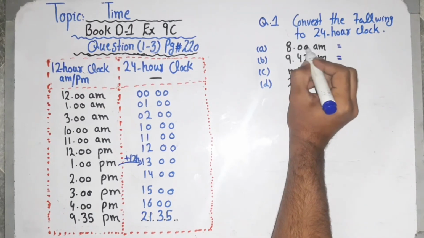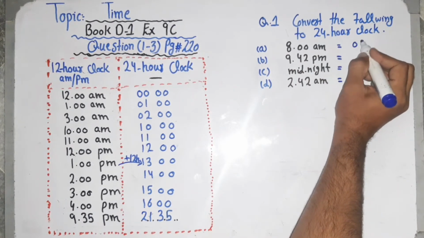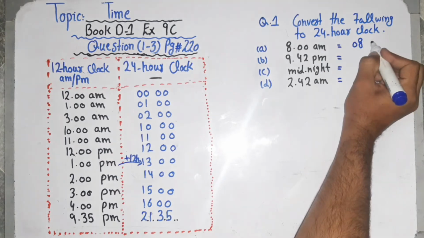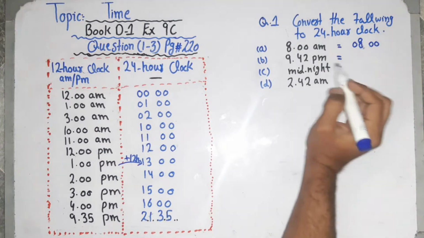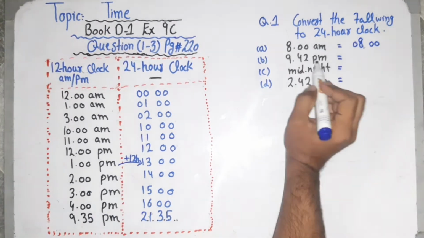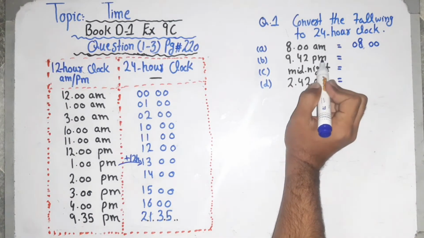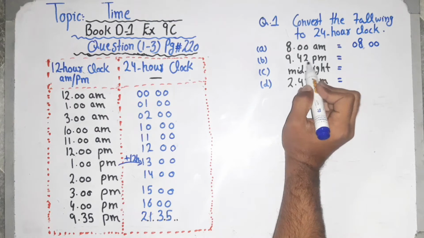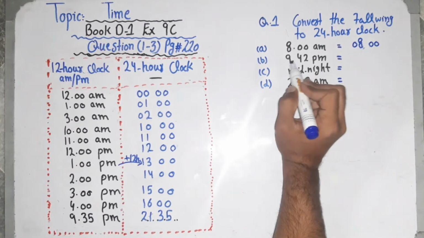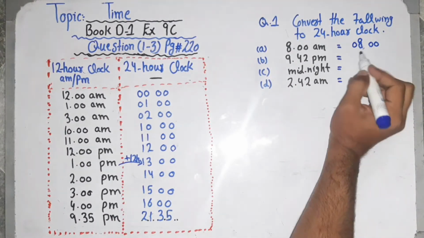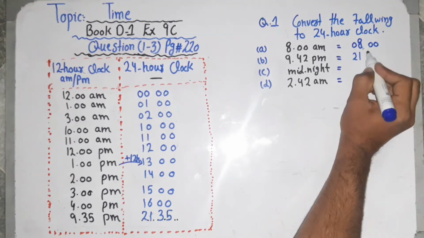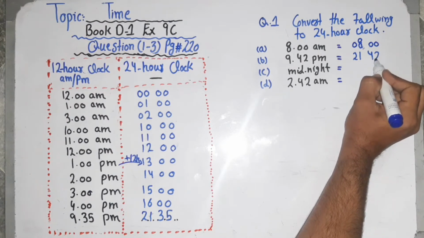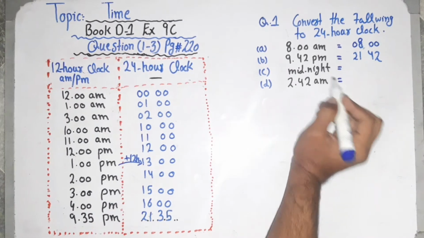Here we have 1 digit, and here we will use 4 digits, 0800, and we will not use any dot or anything like that. Okay, now here we have PM, so there will be a difference of 12 hours. 9 plus 12 will be 21, so this will be 21:42.